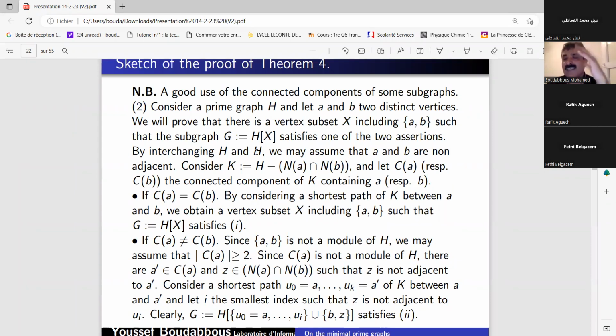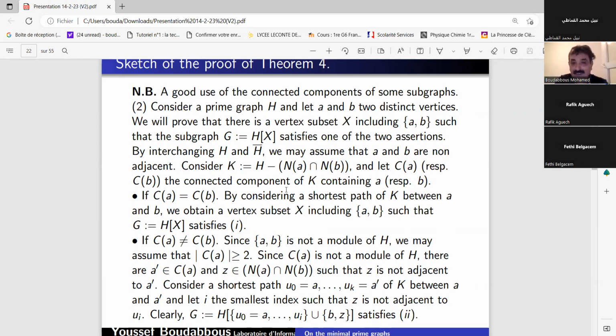We consider the subgraph induced by deleting the intersection between the neighborhood of A and the neighborhood of B. And we denote CA the connected component of this subgraph containing A, and CB the connected component of this subgraph containing B. We have two cases. Either CA equals CB, thus A and B are in the same component, thus there is a path.